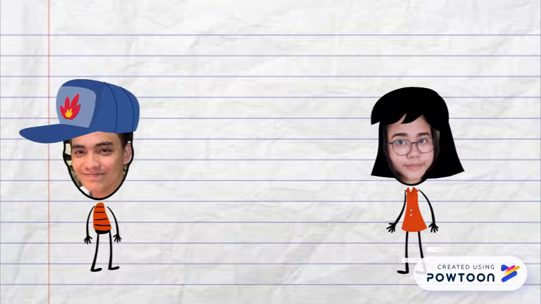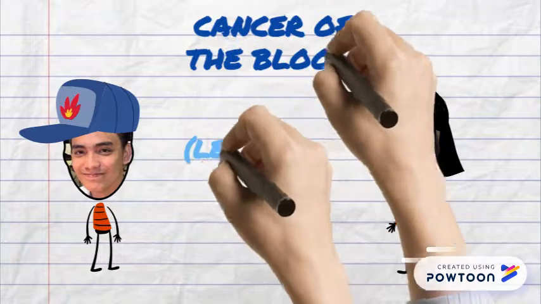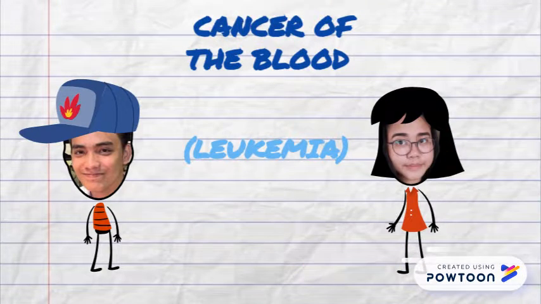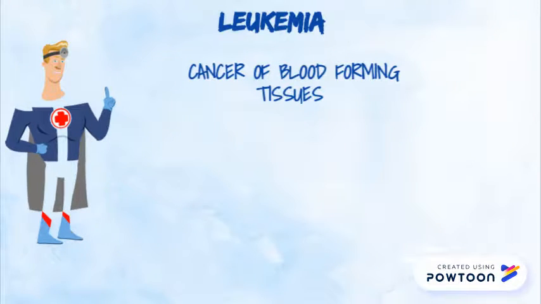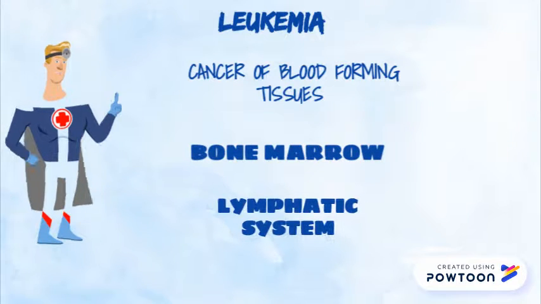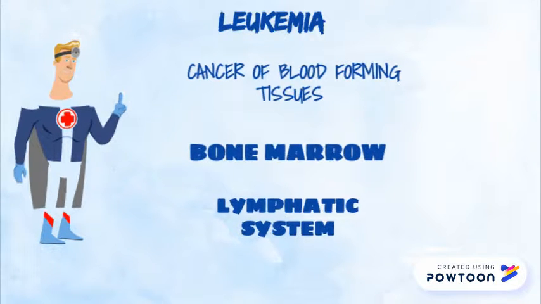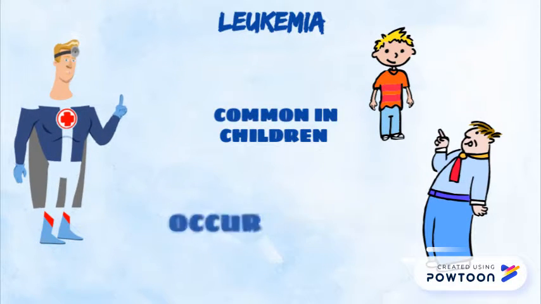Welcome! In this learning animation video, we will be teaching you about the cancer of the blood, or as it's well known, leukemia. Leukemia is a cancer of the body's blood-forming tissues, including the bone marrow and lymphatic system. There are many types of leukemia. Some are more common in children and some occur mostly in adulthood.